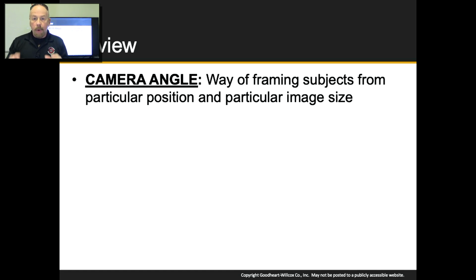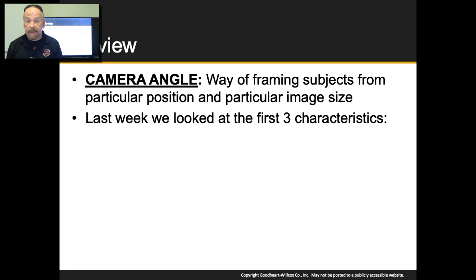When we talk about camera angles, it's a way of framing subjects from a particular position or image size. We might be closer, we might be farther, we might be moving the camera this way, we might be moving the camera this way. We're just talking about different angles. Last week we looked at three characteristics of angles. Those were subject distance. We talked everything from a pull-out shot, and that's really important when you're doing a video, all the way to an extreme close-up.